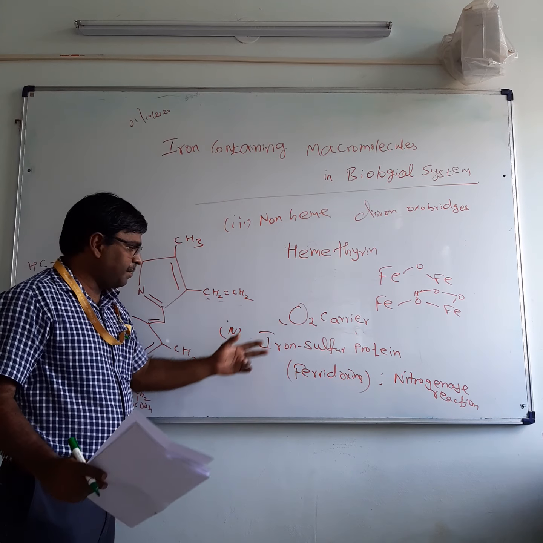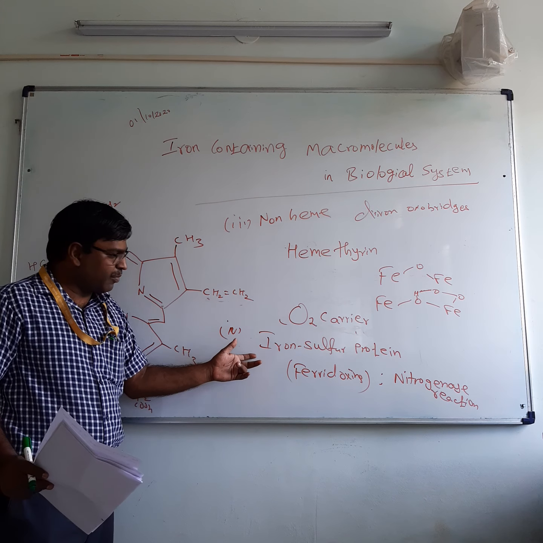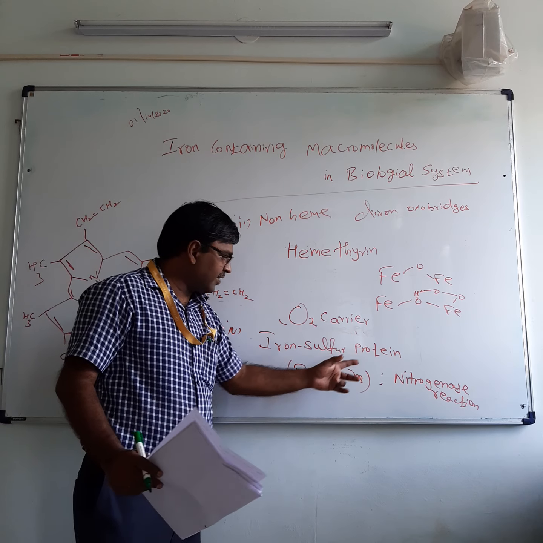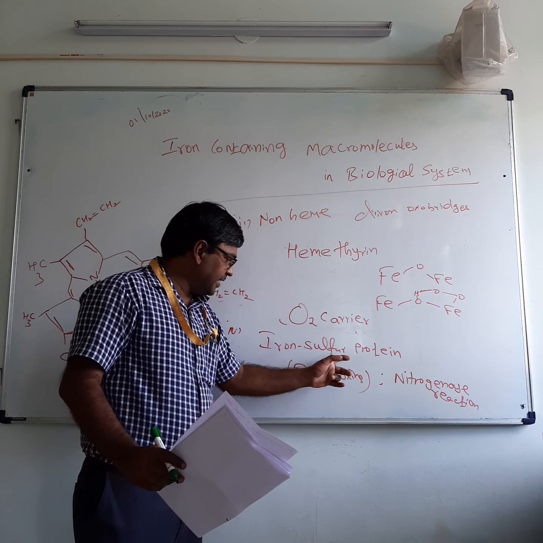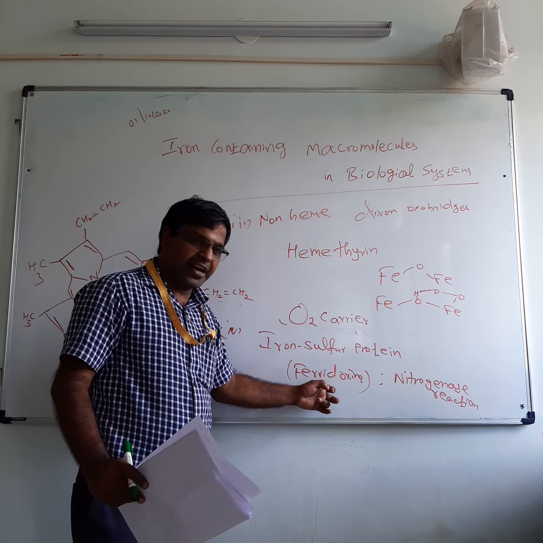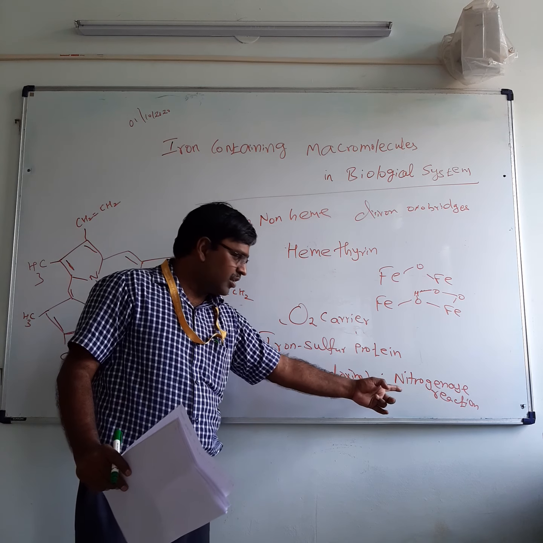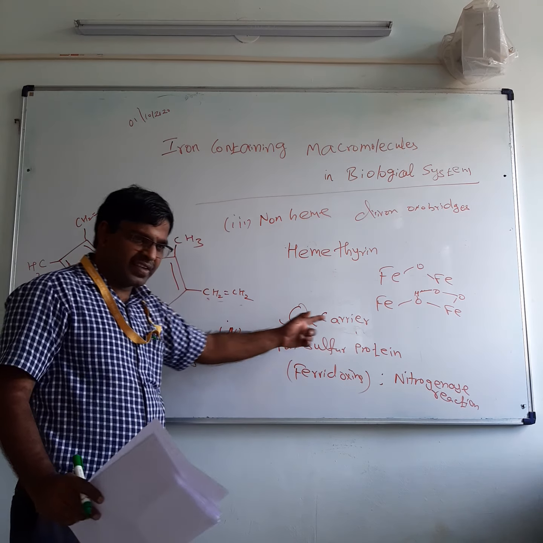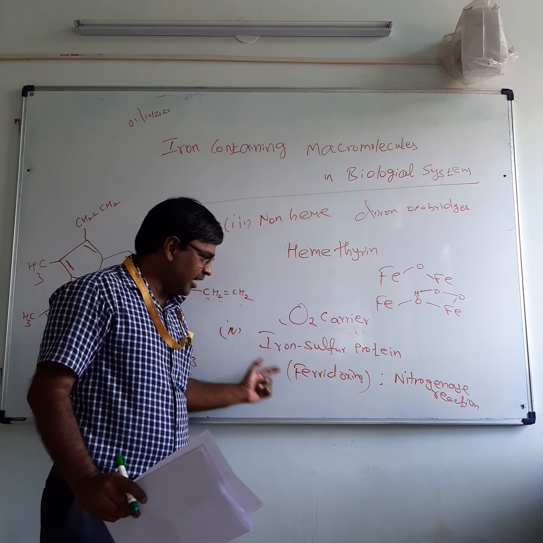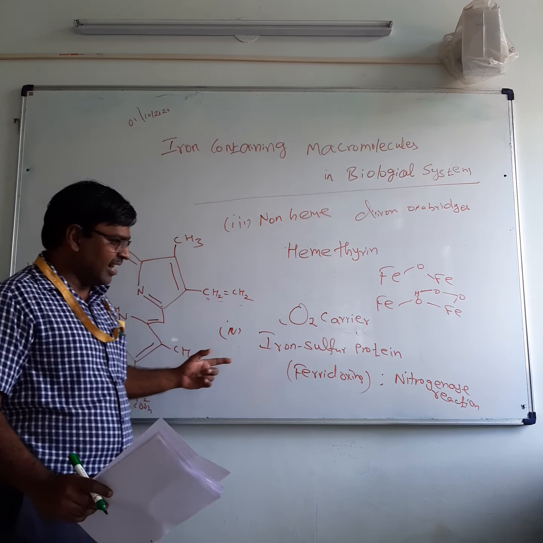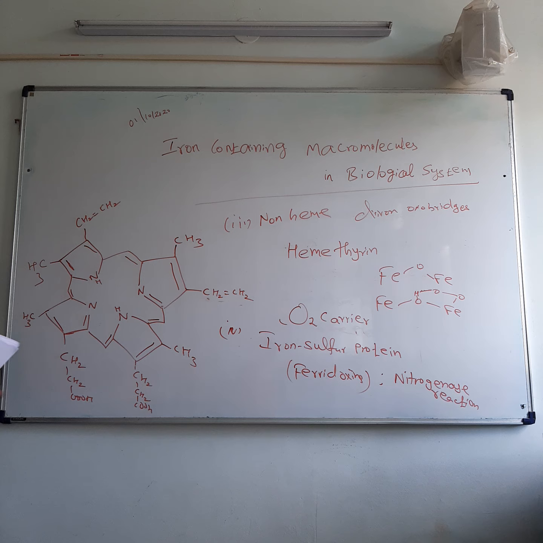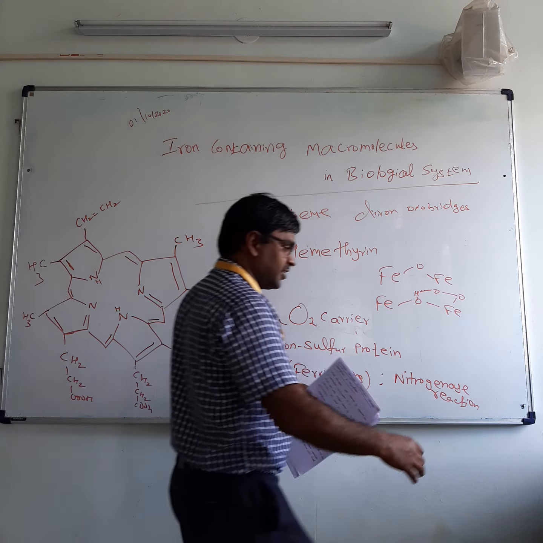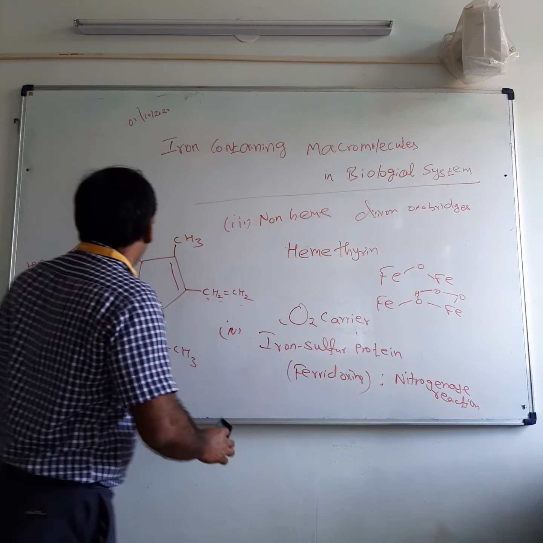The last one is the iron sulfur proteins, in which iron is present in an iron sulfur tetrahedral form, of which ferredoxin is an example, used in nitrogenation. We will discuss later how that is used for electron transfer reactions. Now we will talk about how the iron heme proteins are involved in oxygen storage and oxygen transfer through hemoglobin and myoglobin.